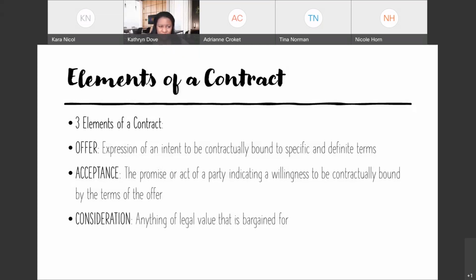However, you must have an offer, which is an expression of an intent to be contractually bound to specific and definite terms. The other party has to accept it according to the same terms, and then that consideration, the thing of legal value that's bargained for. So when you purchase a car, that's a contract because the dealership offers to sell the car. You accept that, and promise to pay for the car according to the terms you all agree with. Sometimes you have to haggle for your cars.